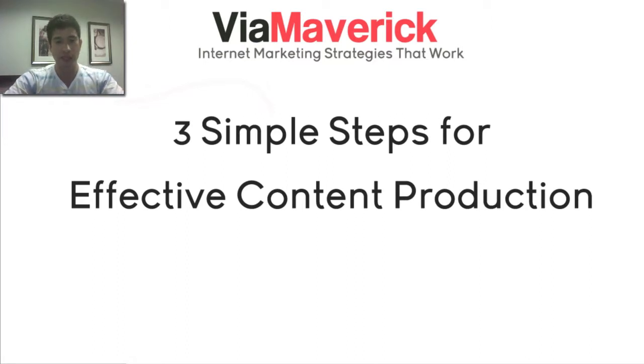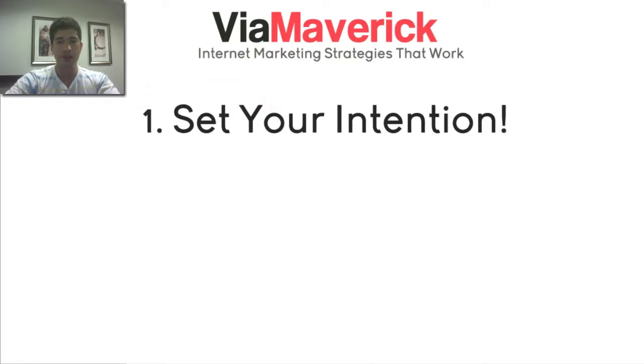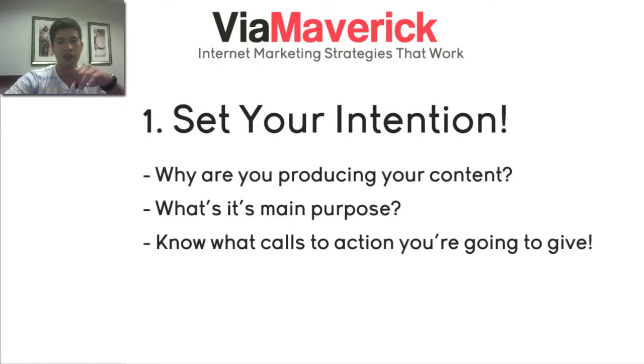Anyways, here are 3 simple steps for effective content production, okay? So step number 1 is to set your intention. Now, the first thing you really want to do is to just ask yourself a couple of questions. Why are you producing this content? What's its main purpose? What's your purpose behind putting this content out there?